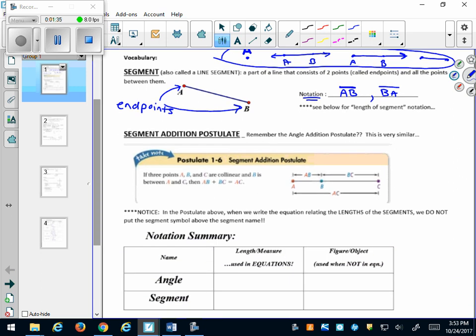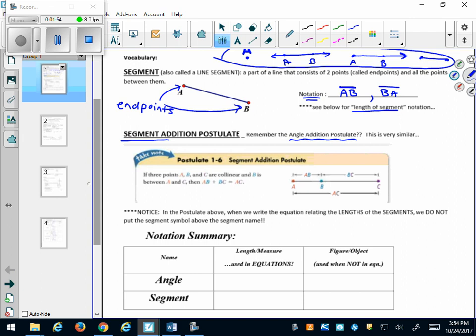Notice when we're talking about the length of a segment, the notation's a little different, but that's going to come in a little bit. Okay, so if you remember, we learned the angle addition postulate back when we were learning about angles. Here we're going to be talking about the segment addition postulate.